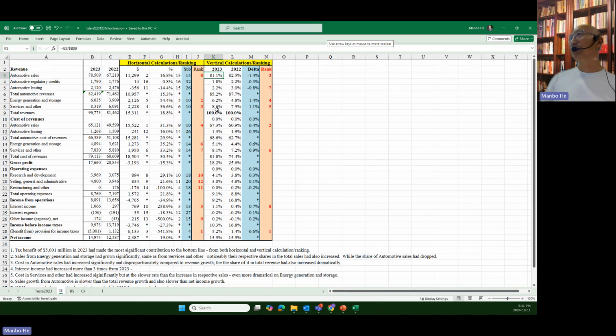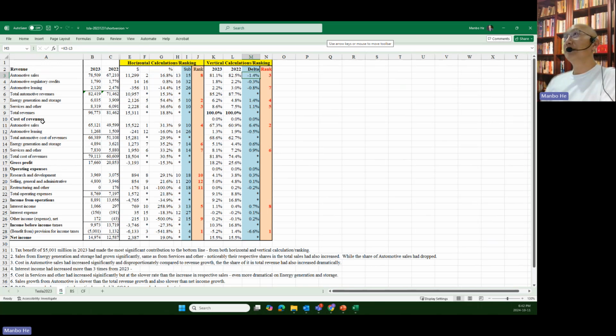So for 2023, we use automotive sales divided by total revenue, get its percentage, right? So this is, in the year 2023, how much percentage the automotive sales revenue is as part of the total revenue, right? So it's 81.1%. And the same thing for 2022 was 82.5%. And we do the same thing for all the items here. And then we calculate the difference, okay? The difference meaning the change. So the percentage has changed.